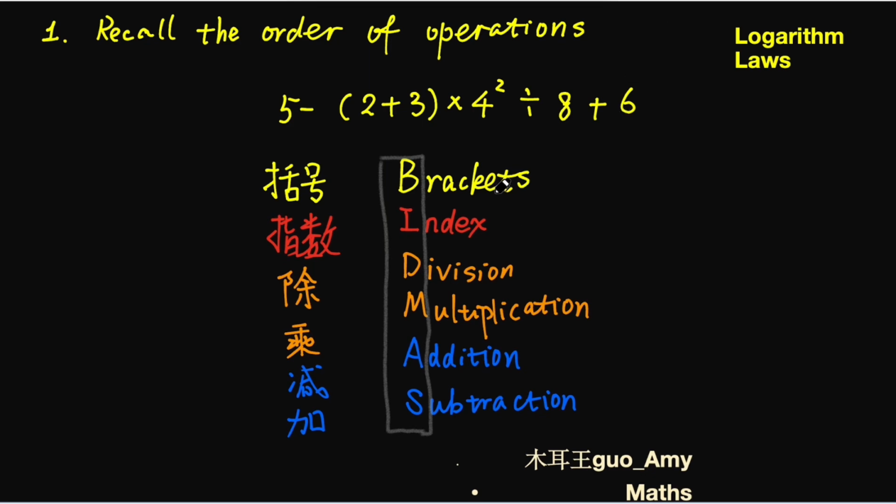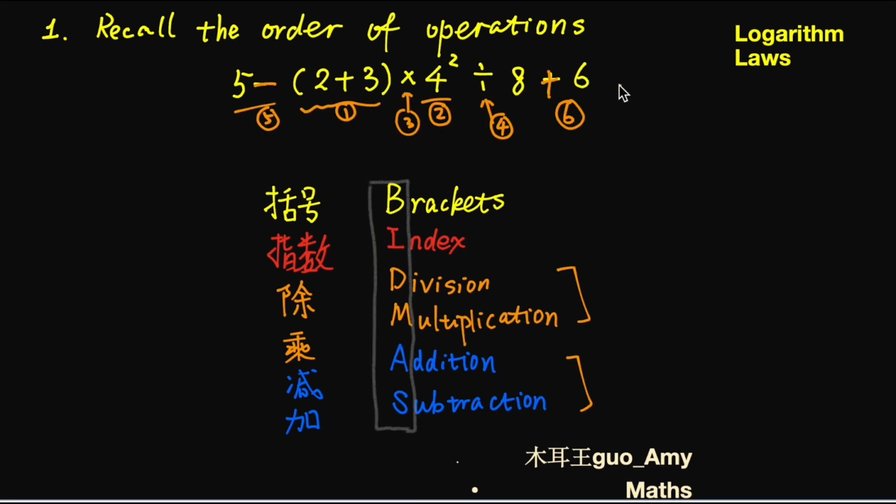In math, we use BODMAS to apply operations. It means brackets have the highest order, and then we have index. After that, we have division and multiplication. They are at the third level. And if we have them at the same time, then we will apply the operations from left to right. And addition and subtraction are the lowest level. Therefore, for the above example, we can follow BODMAS to evaluate and get the final answer.